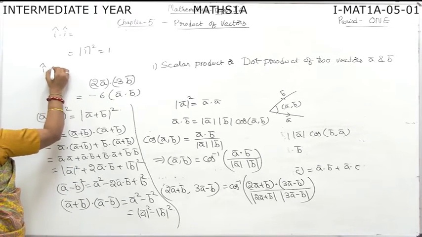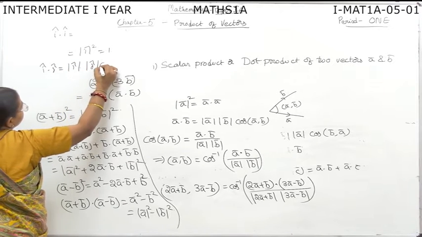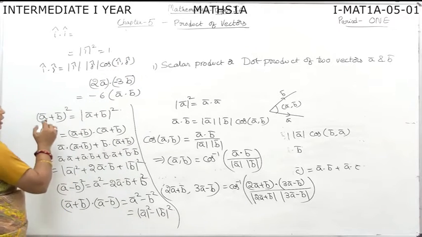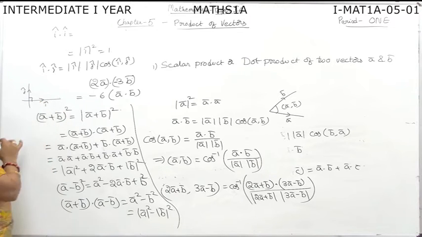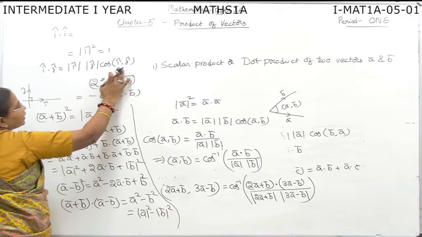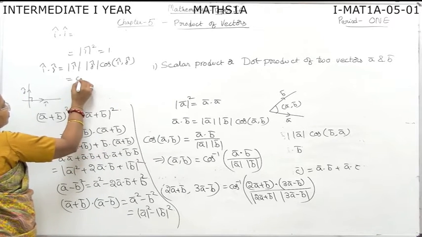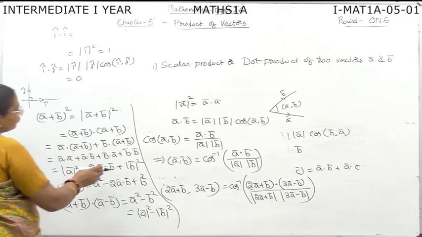Next, i dot j. According to the definition, it is mod i into mod j into cos of angle between i and j. What is the angle between i and j? i is along the x-axis, j is along the y-axis. The angle between them is 90 degrees. So cos of 90 degrees, cos 90 is 0. So i dot j is 0. Similarly, j dot k is 0, k dot i is 0. i dot i is 1, j dot j is 1, k dot k is also equal to 1.